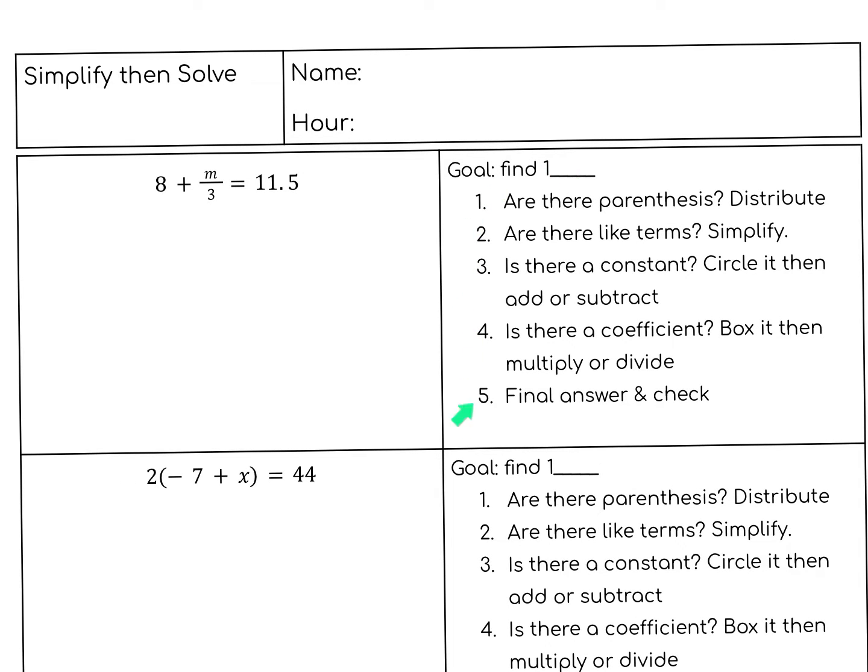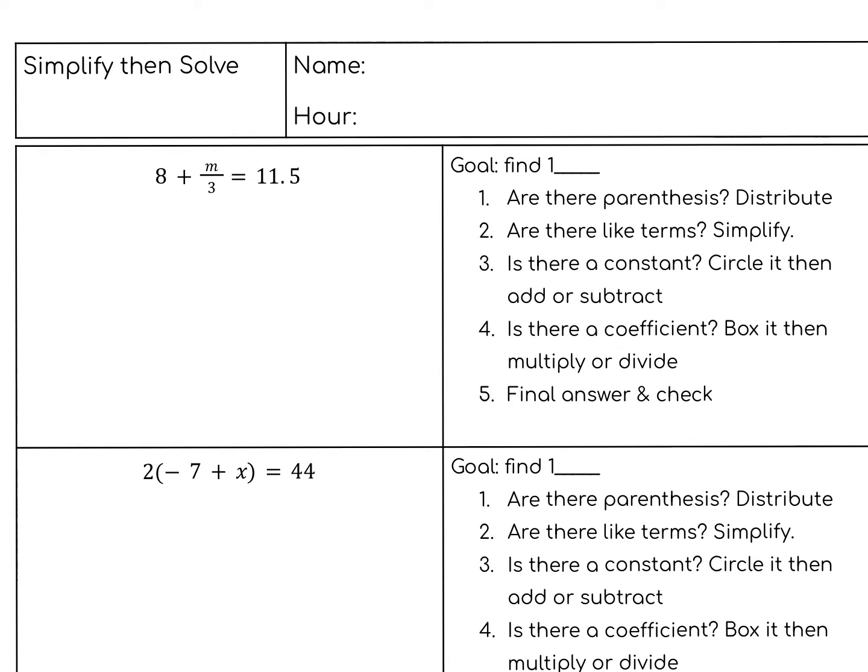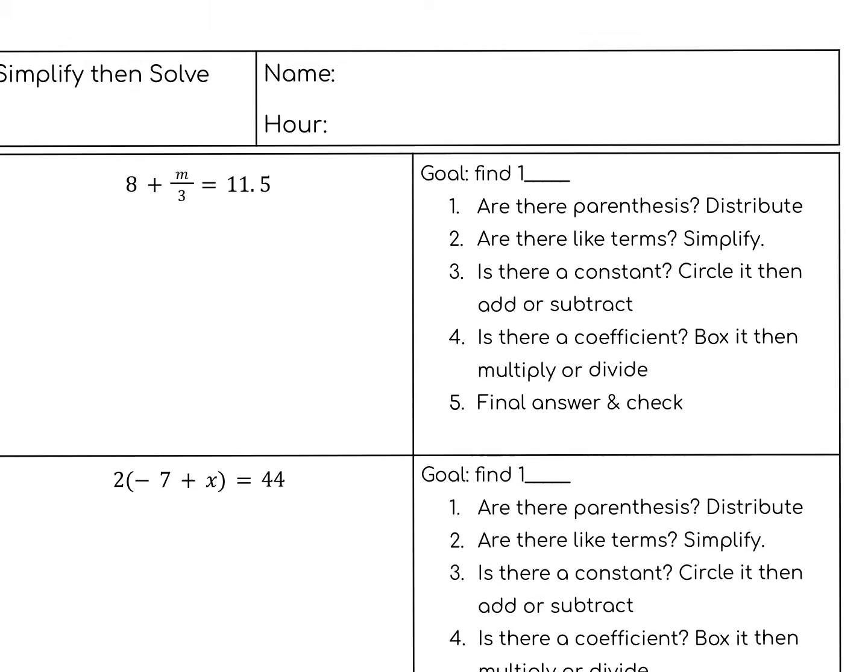Since we're adding a layer, I've added all of these questions on the side for you. I want you to go through every single question every single time. So you start at the top and work your way down the list of questions until you've solved it. Here I have the equation 8 plus m divided by 3 equals 11.5.